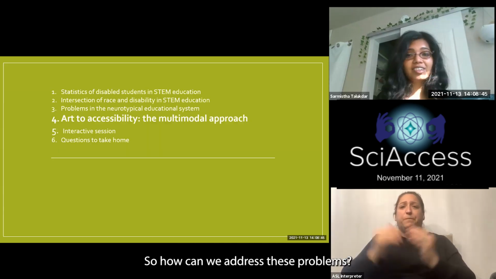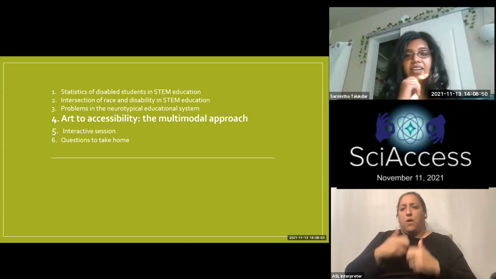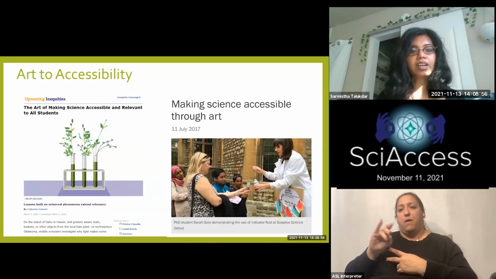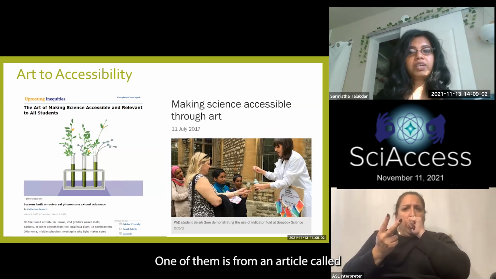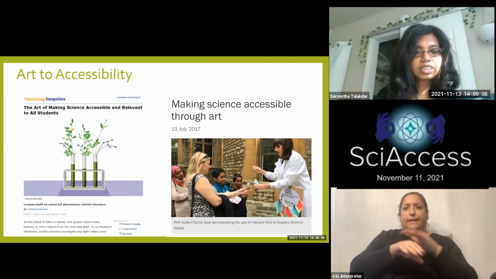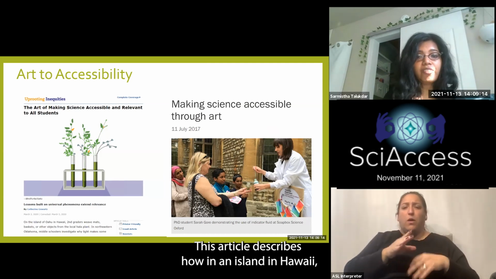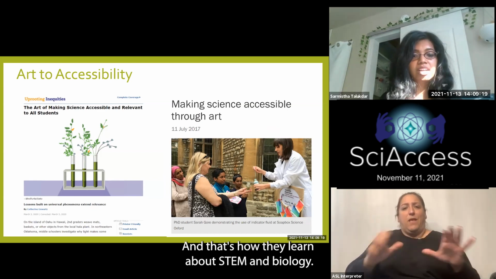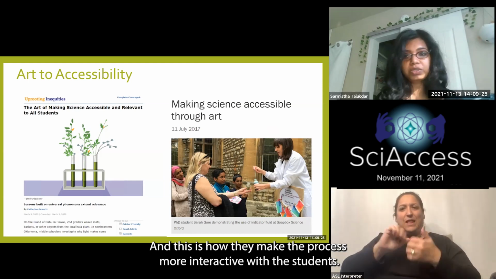So how can we address these problems? One of the ways these problems can be addressed is by including art or having a multimodal approach towards STEM. In front of you are two screenshots. One of them is from an article called "The Art of Making Science Accessible and Relevant to All Students," where this article describes how on an island in Hawaii, students are given mats or baskets to weave, and that's how they learn about STEM and biology. And this is how they make the process more interactive for the students.